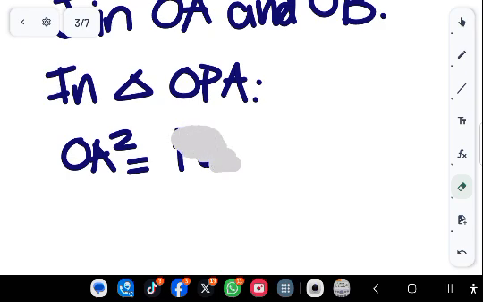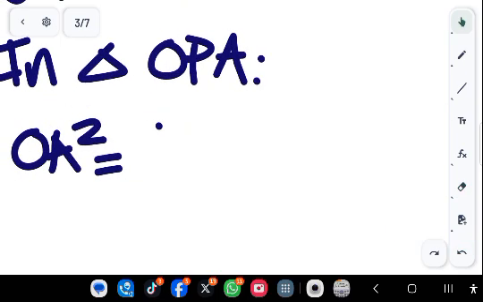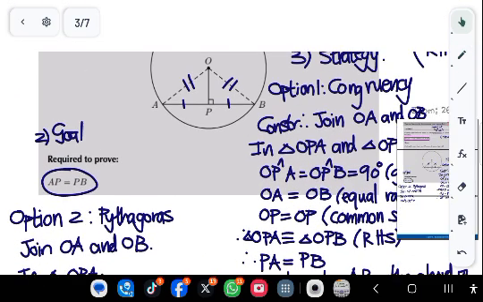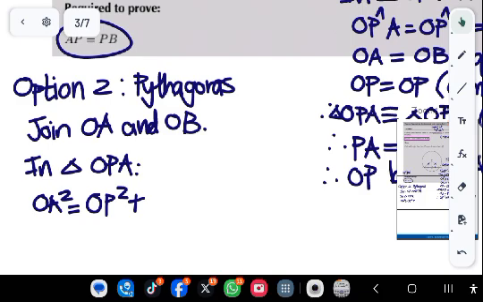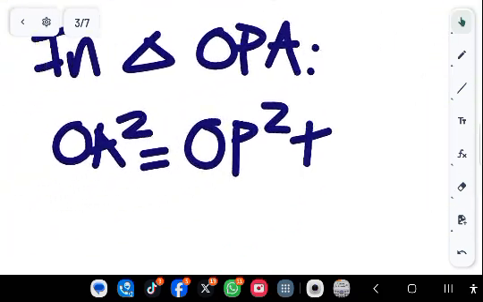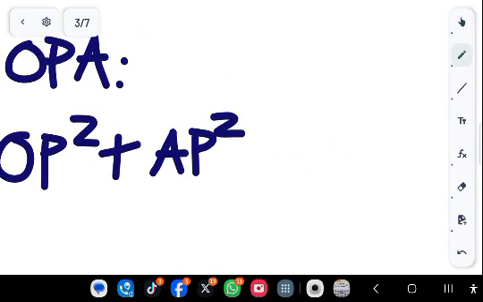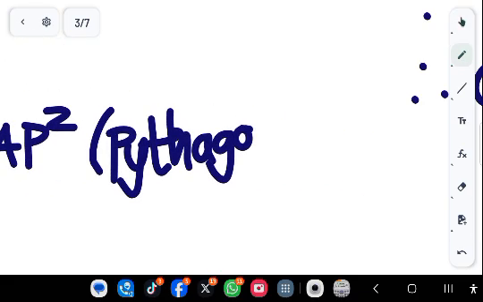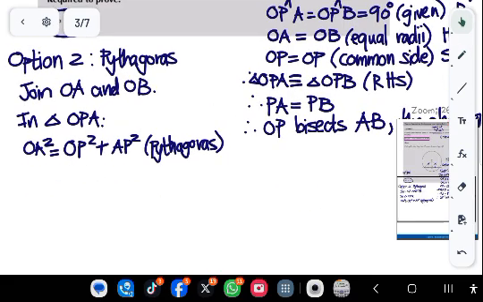Sorry about that. It's equal to OP squared plus AP squared. And the reason is Pythagoras. Whenever you have a right angle triangle, you can do that. The square of the hypotenuse is equal to the sum of the squares of the two other sides.